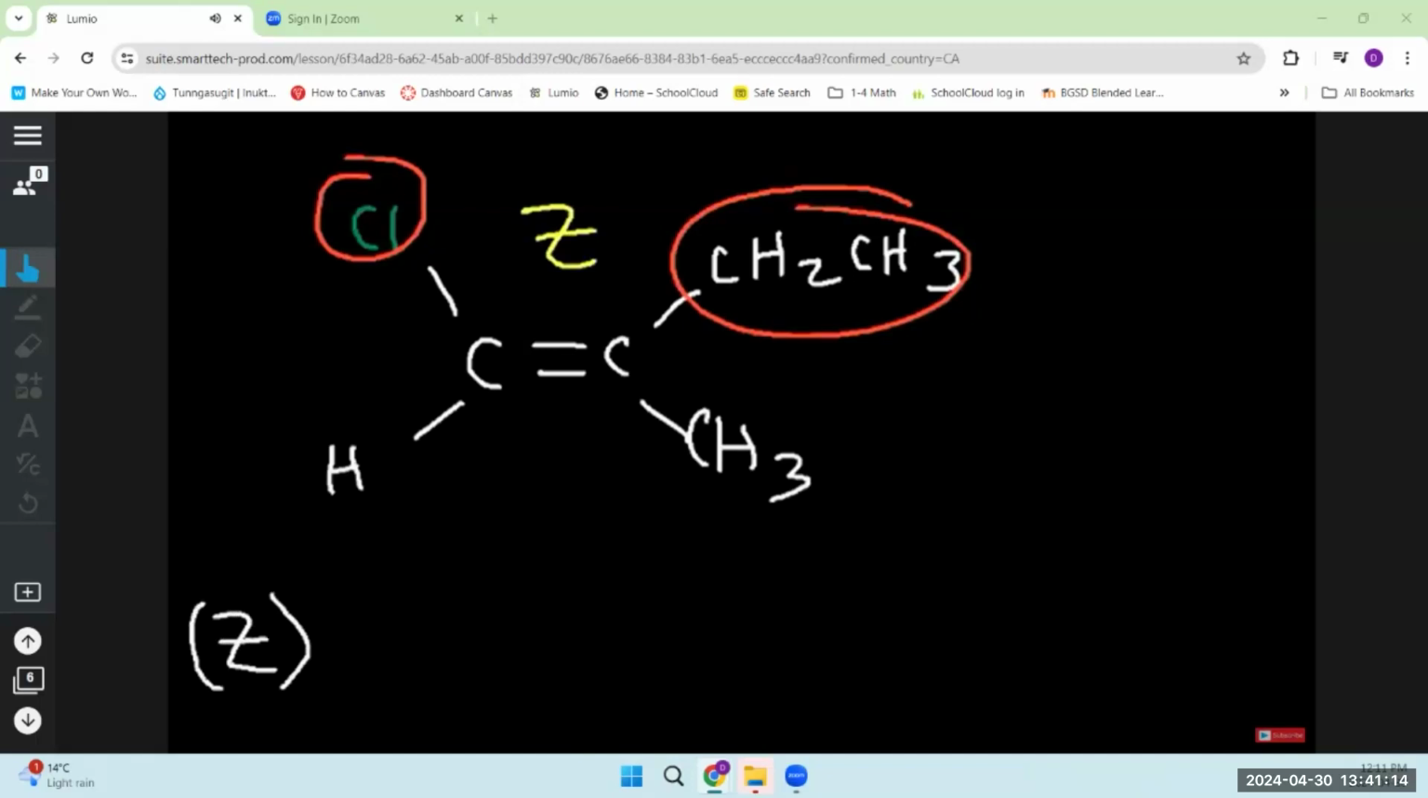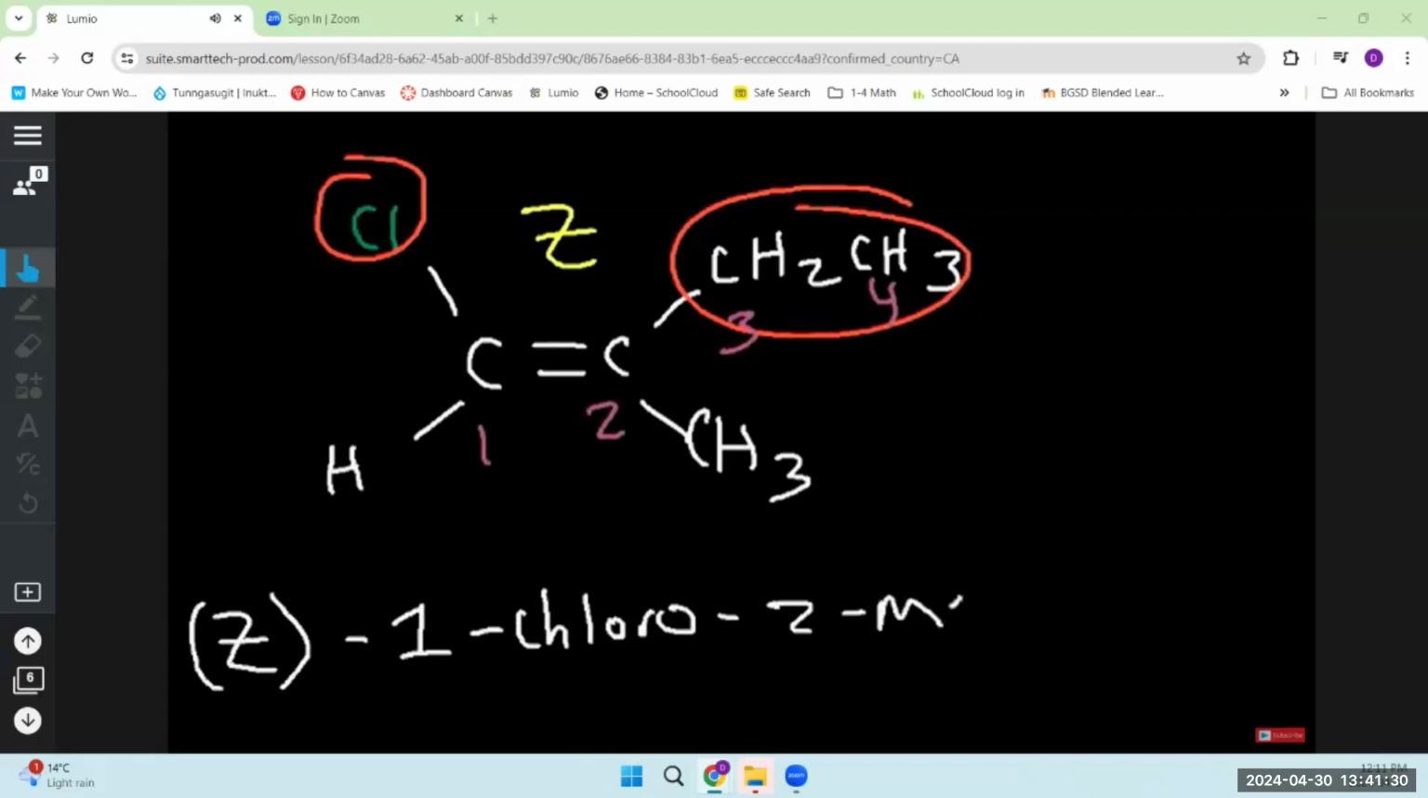And then let's identify the longest chain. So it's going to be carbon 1, 2, 3, 4. So we have a chloro on 1, a methyl on 2. And let's put it in alphabetical order. So it's 1-chloro, dash 2-methyl, dash 1-butene, since we have 4 carbons total in the longest chain.